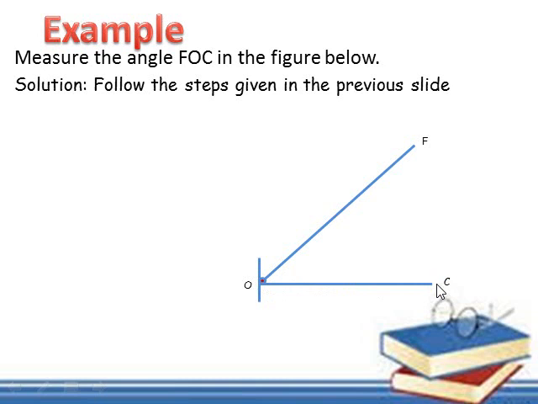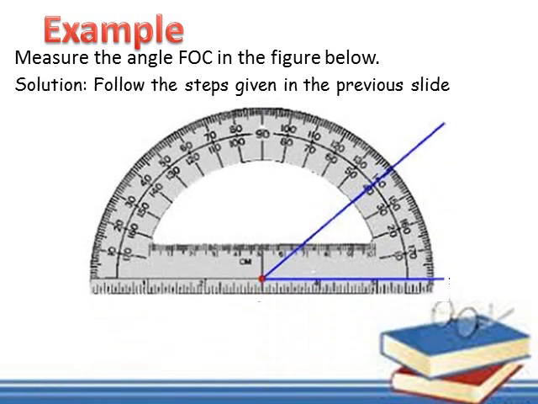Can we do that? So just place the protractor on this shape. Can you see? Look at the center. Look at the baseline exactly on what was drawn. Then we can measure this part. Now, let's find the angle. Can you see? We measure from here. This is zero, isn't it? We start from here, not here. This is 10, 20, 30, and 40. So this is angle 40 degrees. Angle FOC is 40 degrees.